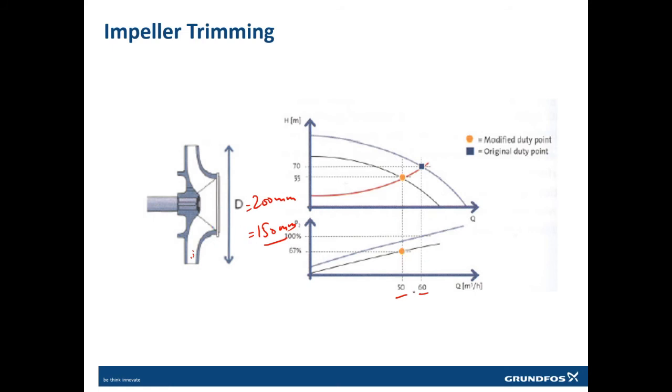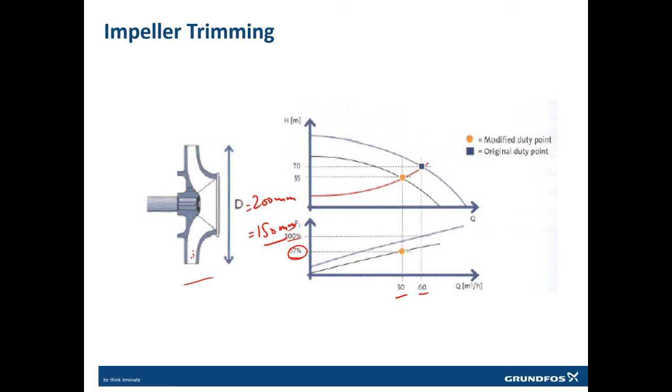So this is my example. I go from 60 to 50. From here I go from 70 to 55 meters. I reduce the pressure also. But if you can see here, if I was earlier taking 100 meter cube per hour, now I am taking 67 meter cube per hour, which is much less than what I was taking earlier. But this option or this solution has one small problem, which is if I trim it, I cannot go back. There is no going back.